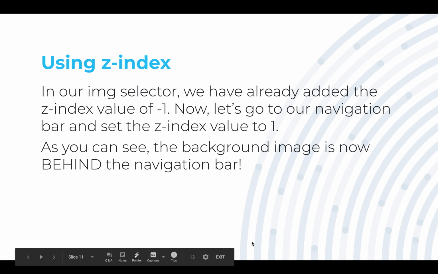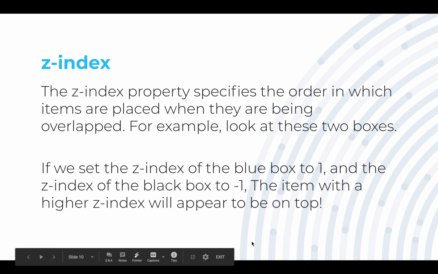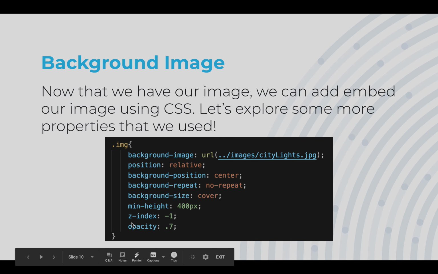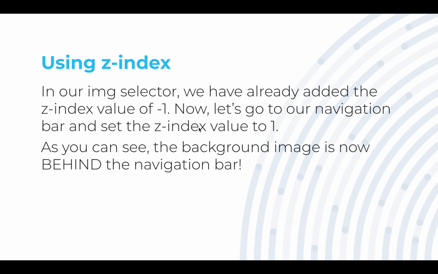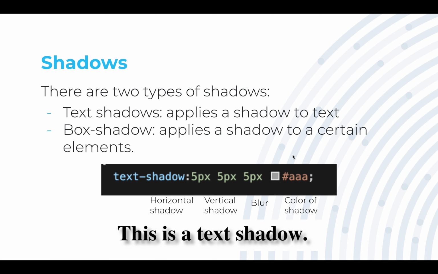In our image selector, we already added a ZIndex of -1, as you can see here. And now let's go to the navigation bar and set the ZIndex to +1, so that we can see the background image is behind the navigation bar.